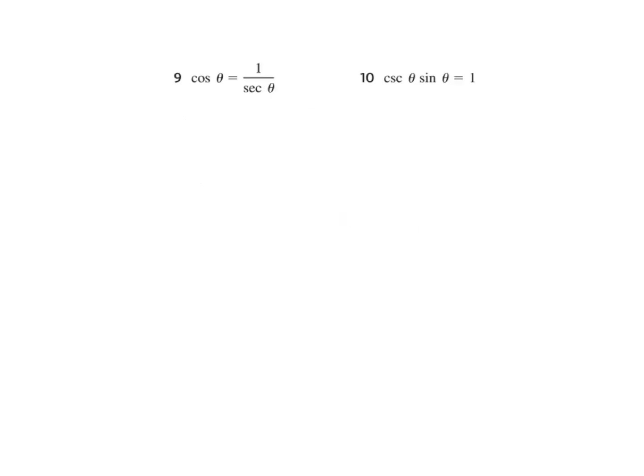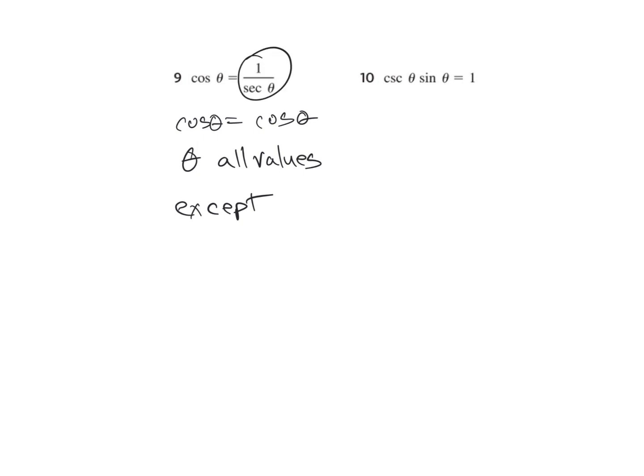Okay, so now we're getting into the solving of your trigonometric functions. So we have the cosine equal to the cosine. So where is cosine going to be equal to the cosine? Well, that would be all values, except, remember, you can't have 0 in your denominator. So where is the cosine 0?